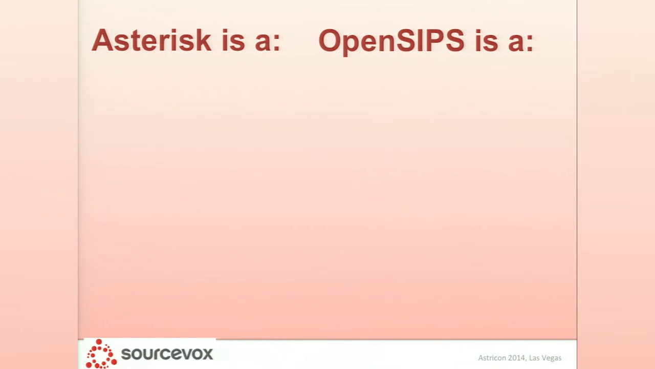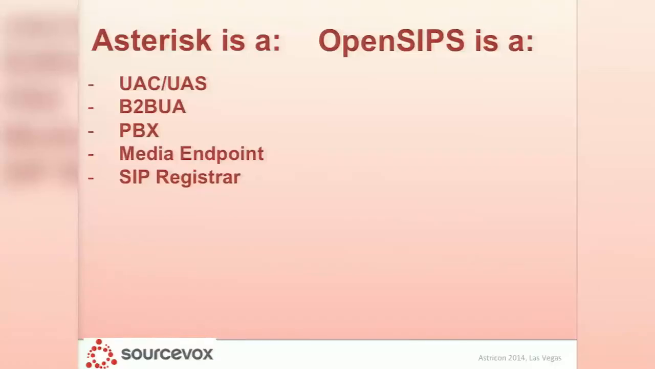Asterisk is a UAC and UAS, a back-to-back user agent, PBX, media endpoint, and a SIP registrar, the five key things that I identify Asterisk as being. Versus that, you've got OpenSIPS, and its main function is a SIP proxy. In the next few slides, I'll show what the difference is between a SIP proxy and what Asterisk does. OpenSIPS is also a SIP registrar. You can register your extensions with OpenSIPS and make calls between extensions.